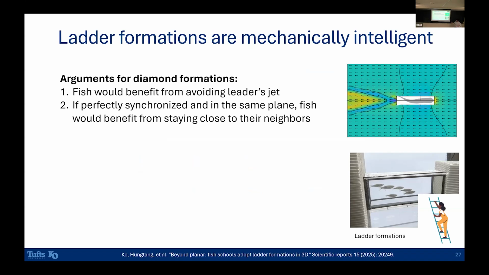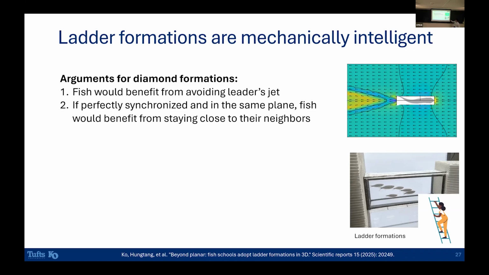Why a diamond was thought to be helpful is because this is what you would need to think about when you think about the flow created by a fish. A fish really swims by creating a jet. So this highlighted region, they swim by, on average, creating a jet going behind. And so being in line, being right behind another fish is always inefficient because you don't want to be in the jet in front of a neighbor.